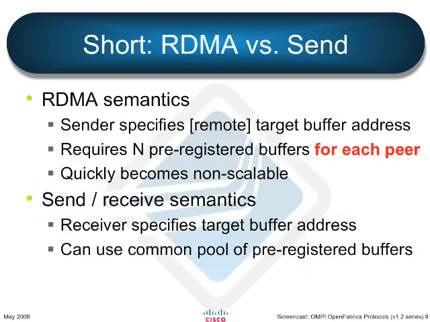So with RDMA semantics, the sender has to specify the buffer address on the receiver. So if you think about that, a sender has to figure out exactly where it's going to put this message in the remote process's memory, which means there had to be some kind of coordination beforehand. The receiver said, here's a bunch of addresses that you can put messages into. Now, it also requires some pre-registered buffers on each receiver for each sender.